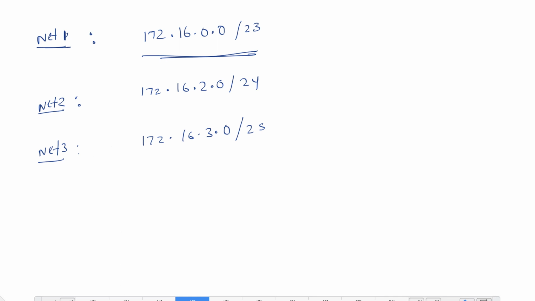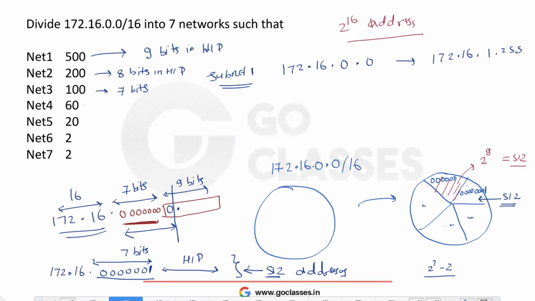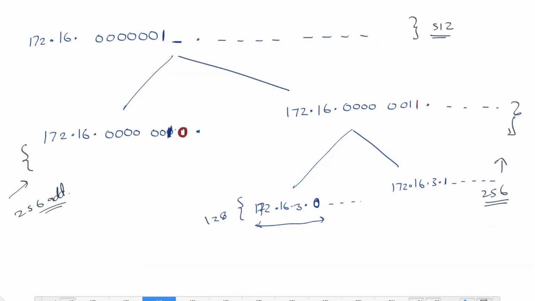Now for the fourth network, what do you need? For the fourth network, you need 60 addresses, which means you need how many bits? You need 6 bits, right? Now see here, this is consumed because you needed 200 addresses. You needed 100 addresses, that's why this whole thing is consumed. You can't give just 100 addresses, you need to give 128 addresses. Now you need 64 addresses, or 60 addresses. So you will be giving from here. This has 128 addresses.